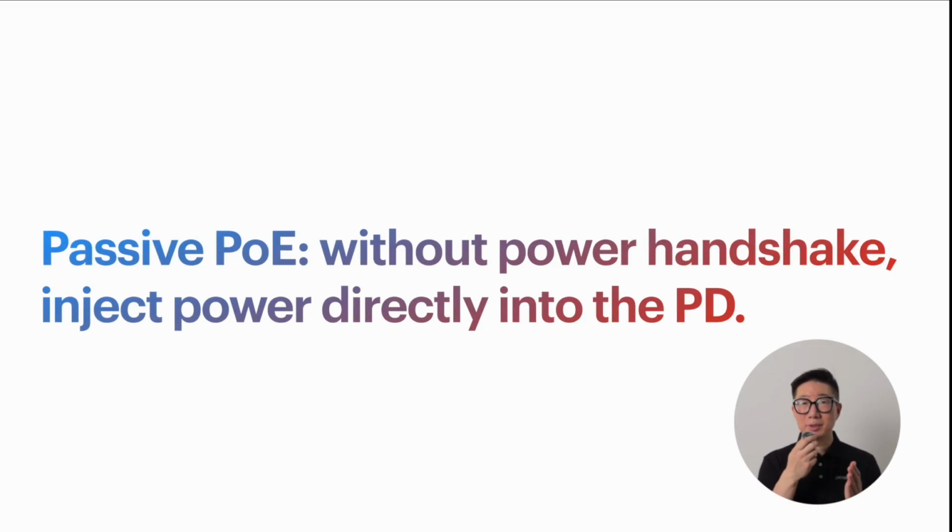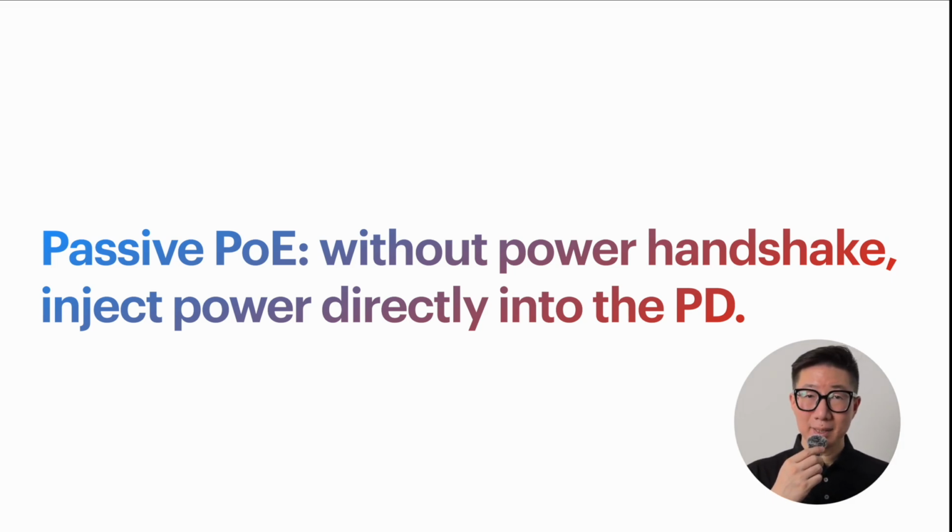Passive PoE might push 24 volts or 48 volts regardless of what's on the other end. Plug a passive PoE source into a sensitive IEEE compliant PD, and you might fry it. Plug a passive PoE device into a smart switch, and it probably won't power on at all, because there's no handshake, so the switch doesn't even recognize the device.